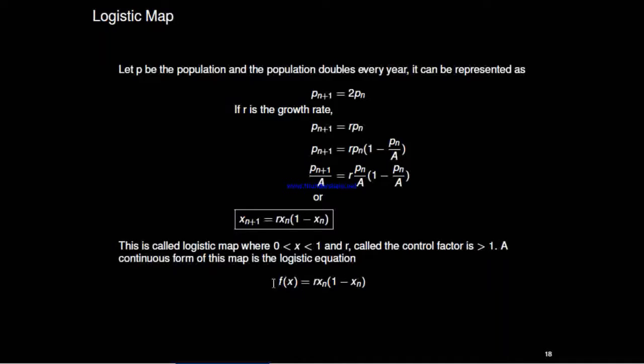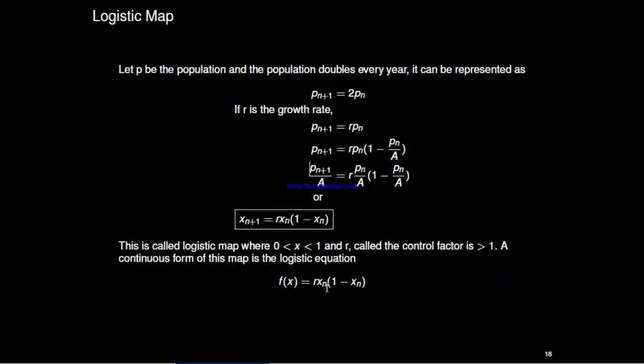So df by dx will be equal to r into the differential of xn, which is 1, and xn square is minus 2xn. So the differential df by dx is equal to r into 1 minus 2xn. See, when x is equal to 1, this equation is 0. So 1 is one root.